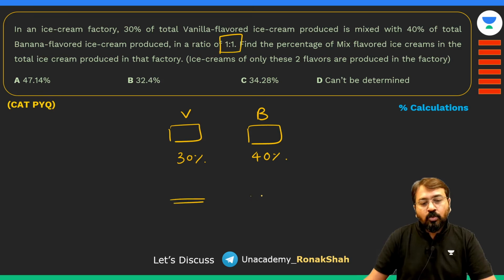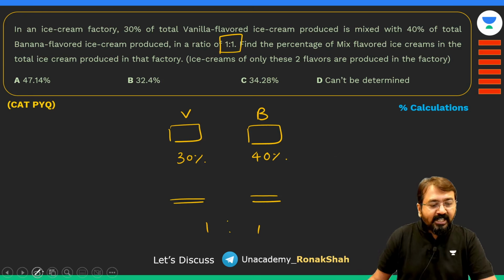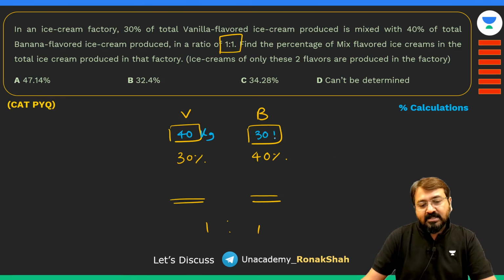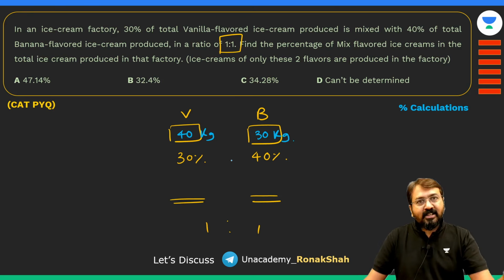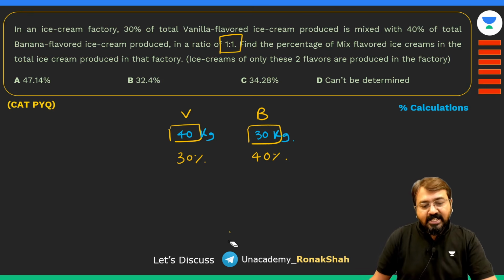That means the total quantity of both is equal, and that would be possible only if I take values over here, as if I take vanilla flavor ice cream as say 40 kg and banana flavor ice cream as 30 kg. I had just mentioned that earlier, right? So now let's look at the question.